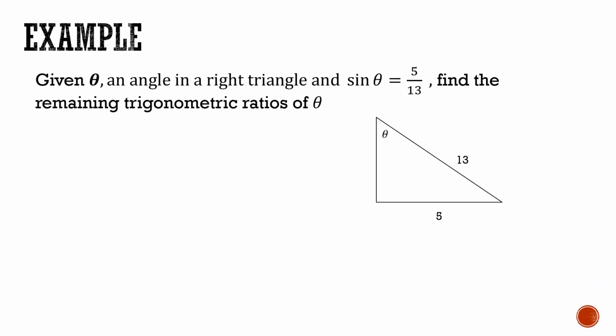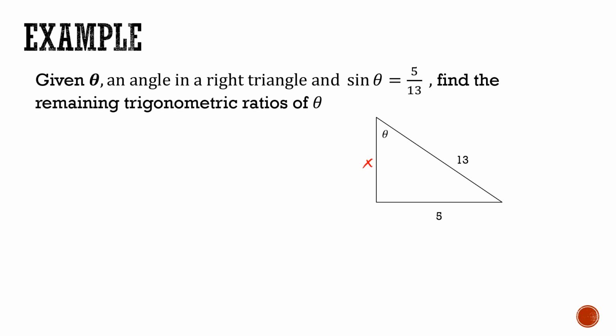Given theta, an angle in a right triangle, sine theta is equal to 5 over 13. Find the remaining trigonometric ratios. So again, the other side of the given triangle is missing. Therefore, we'll find the missing part. So let's label this as x.